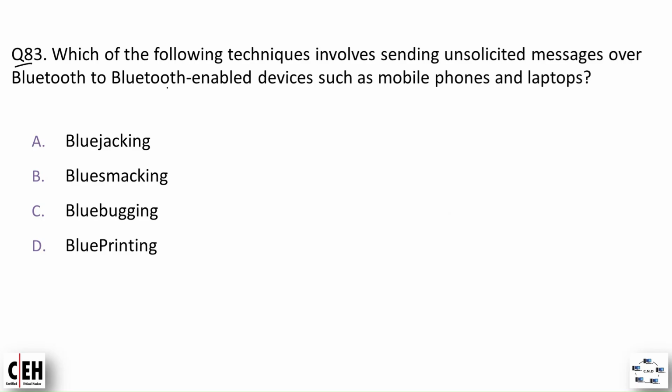Question number 83. Which of the following techniques involve sending unsolicited messages over Bluetooth to Bluetooth enabled devices such as mobile phones and laptops? Option A, bluejacking. Option B, bluesmacking. Option C, bluebugging. And option D, blueprinting. And the correct option is option A, bluejacking.